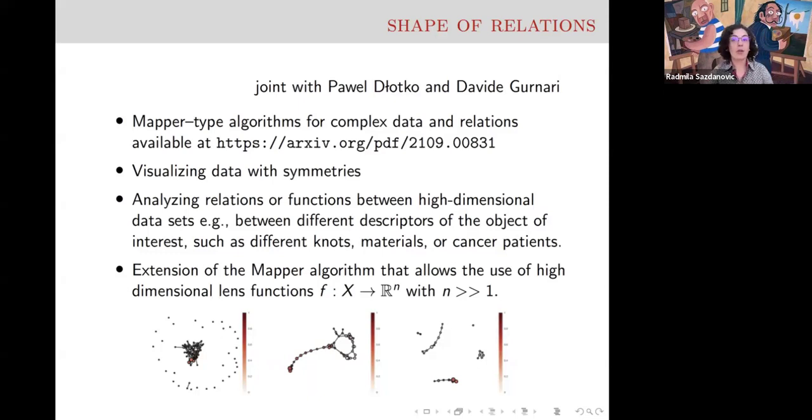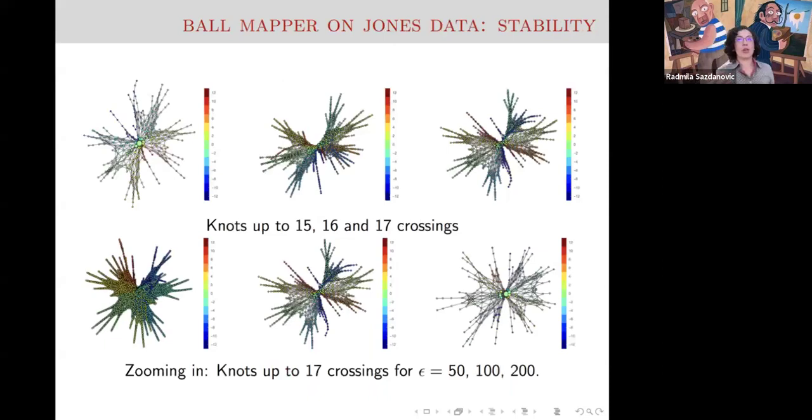Okay, so how are we going to do it? I'm going to illustrate all of our algorithms on the knot data. In particular, I'm going to focus on either Jones or Alexander or HOMFLY-PT data. But again, it just means that I have different descriptors for an object of interest that's a knot. So you can think about it in these terms. The fact that they're knots is completely irrelevant.